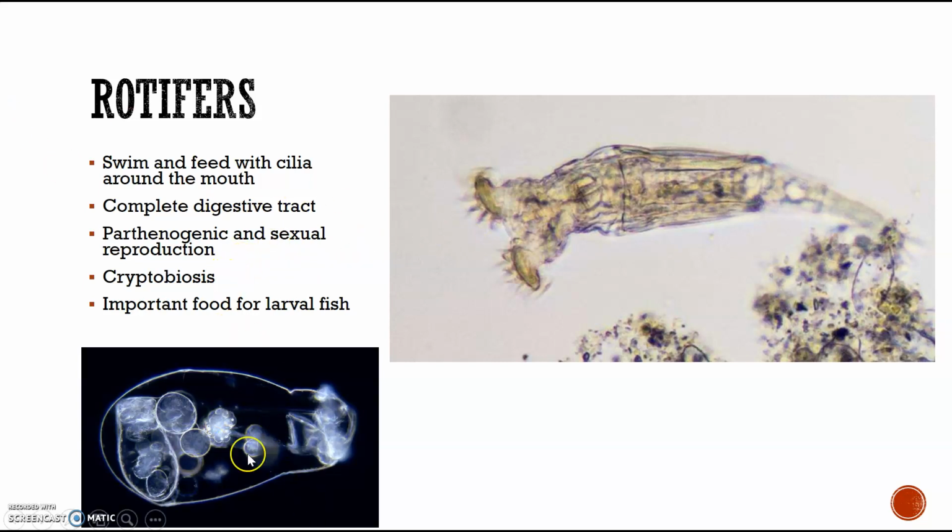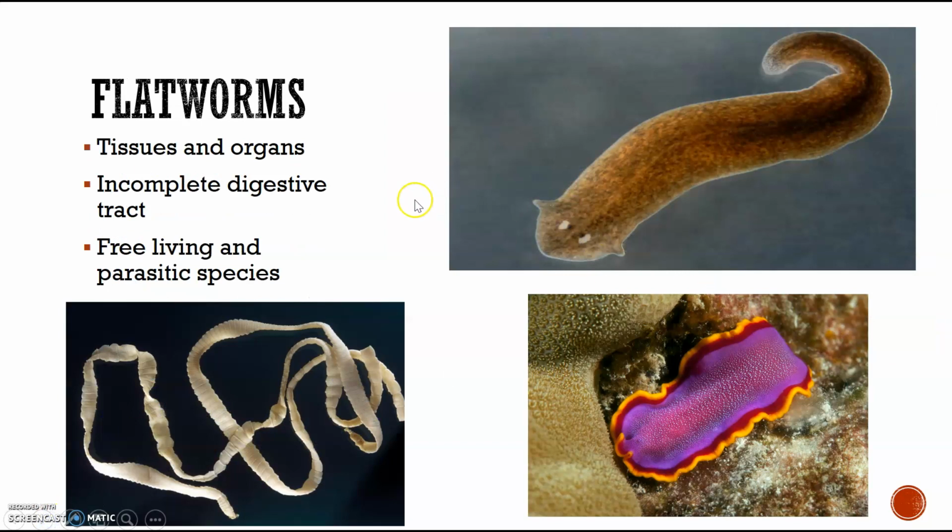They can go through cryptobiosis. So this is a rotifer in cryptobiosis, where they will basically dehydrate and go into suspended animation, so they can wait out dry periods and wait until there is food and water again. And they are important filter feeders at the base of a lot of ecosystems, and they're important as food for larval fish. Now we got our flatworms.